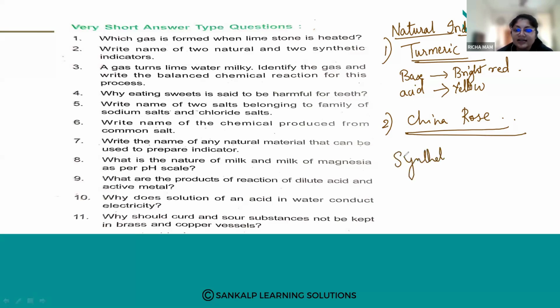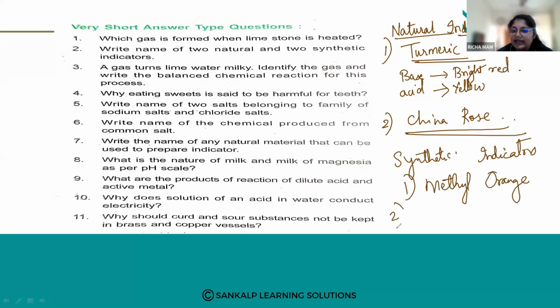And synthetic indicators, what are the synthetic indicators? First one is methyl orange. Second one is phenolphthalein. These are the two indicators. Got it? So, write the names of two natural and two synthetic indicators. Natural indicators are turmeric and China rose. Synthetic indicators are methyl orange and phenolphthalein.